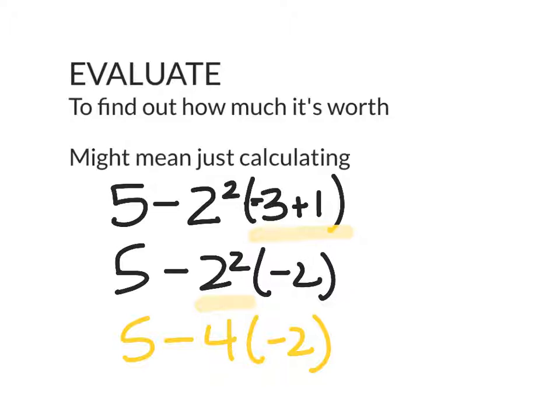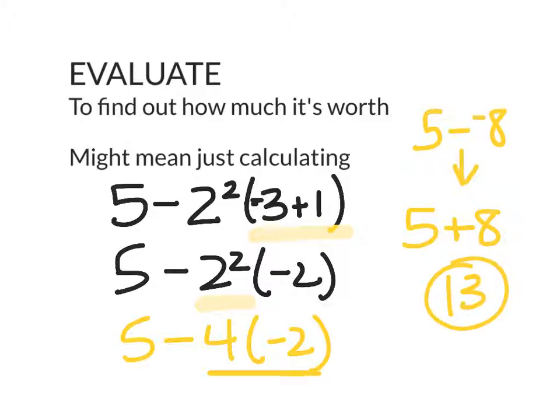And then you got to do the multiplication in order. And there's the 5 minus, that's not multiplication or division. Some of you learned the order of operations wrong, and you got to remember that it's just multiplication or division in order. So now it's 5 minus negative 8, or 5 plus 8, because 5 minus negative 8 is the same thing as 5 plus 8, and then you end up with 13. So sometimes evaluating is just finding out how much it's worth.